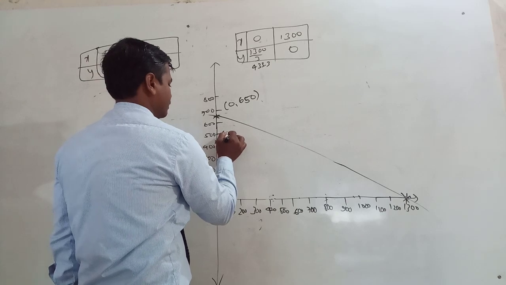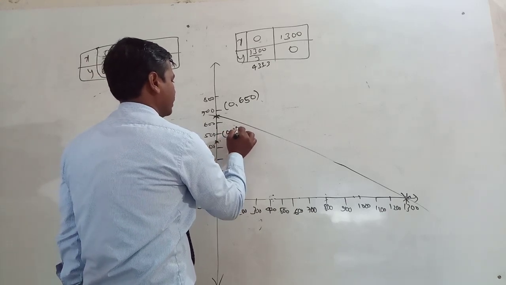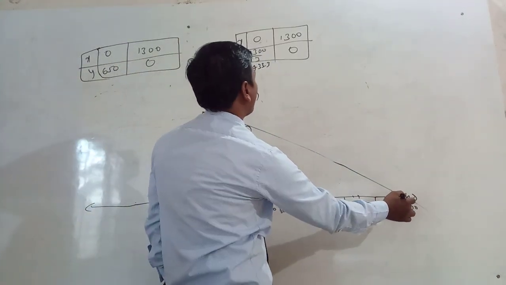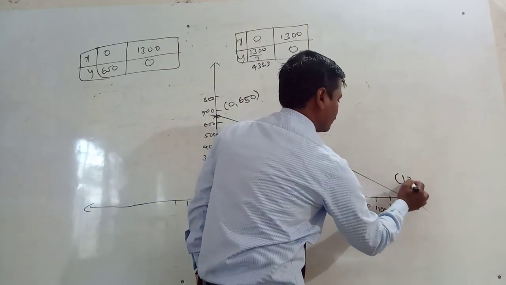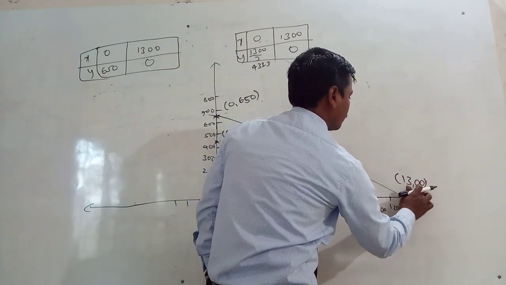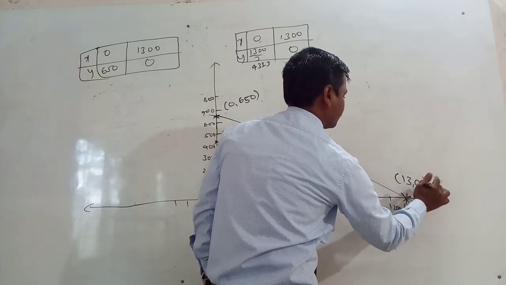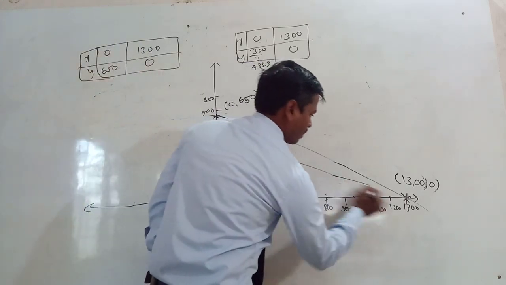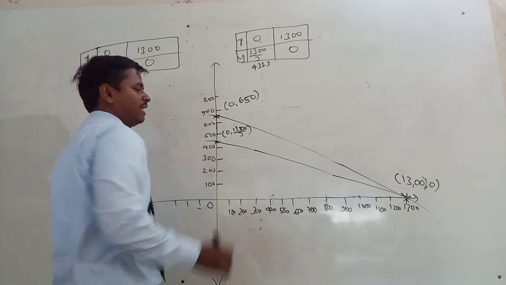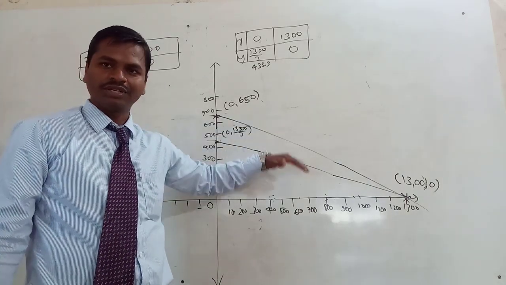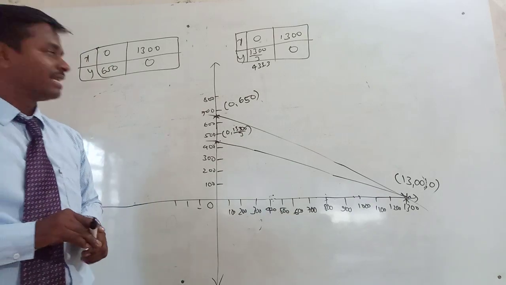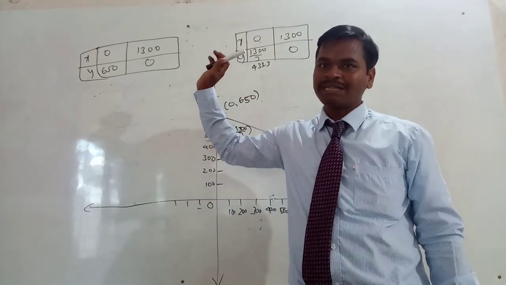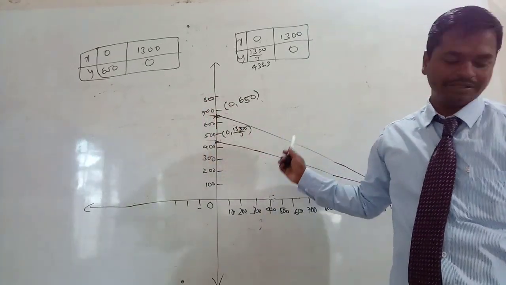X is 0, Y is 1300 by 3. This point, X is 1300, Y is 0. We will join these points. These are the two lines we are getting. Okay, this is the way to represent this graphically. We are representing the same equations first algebraically, then now graphically.